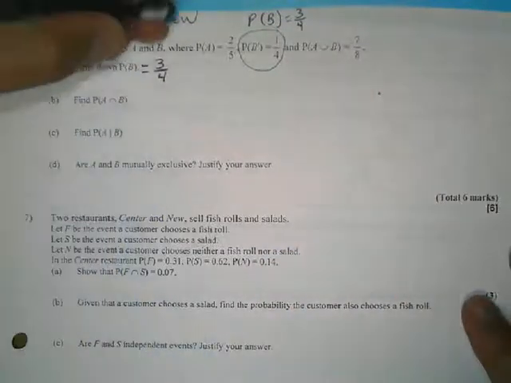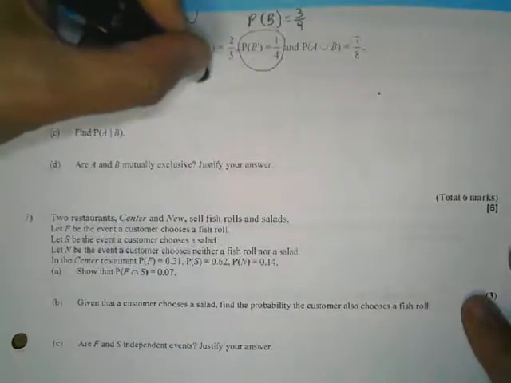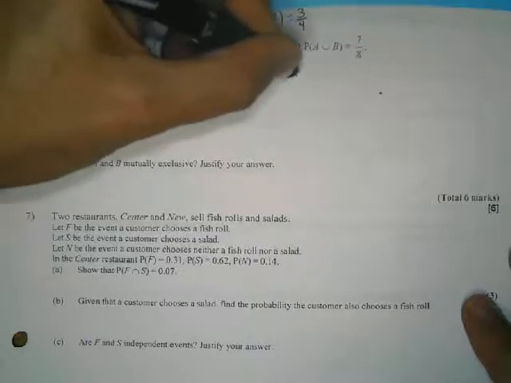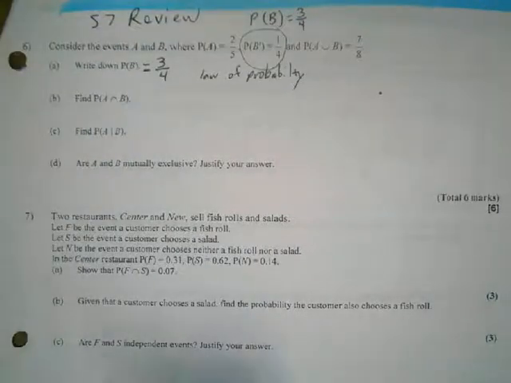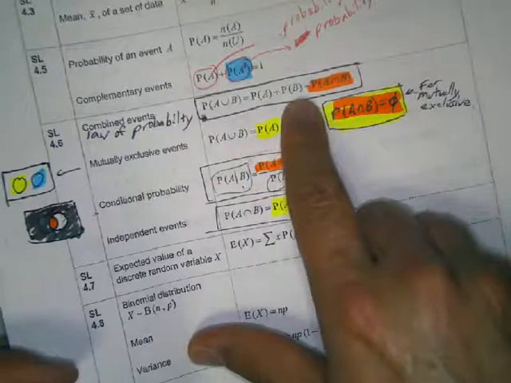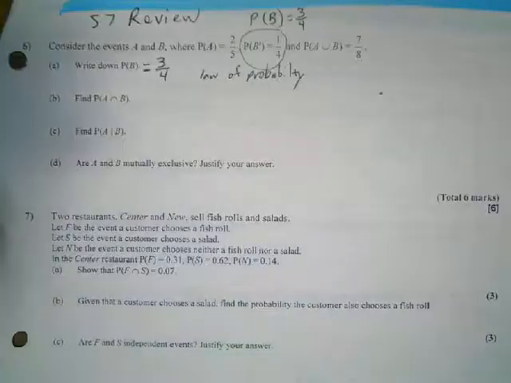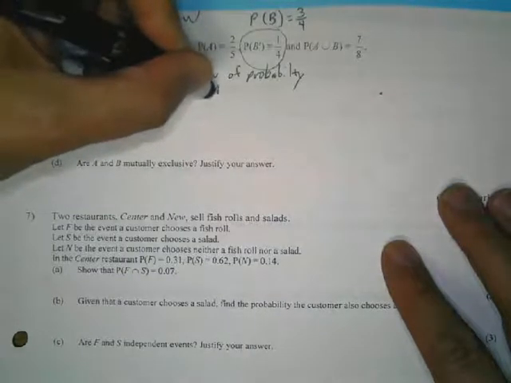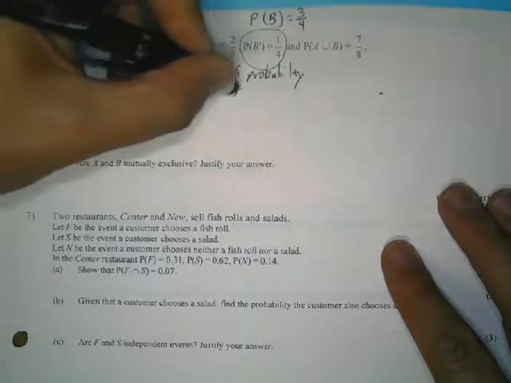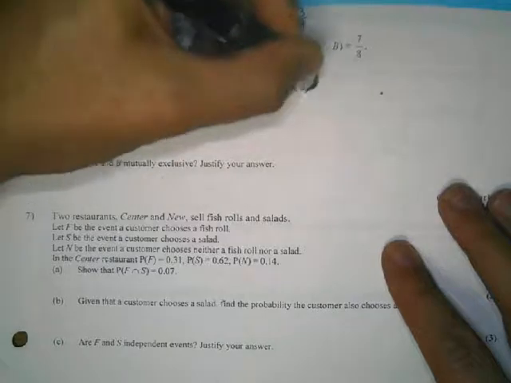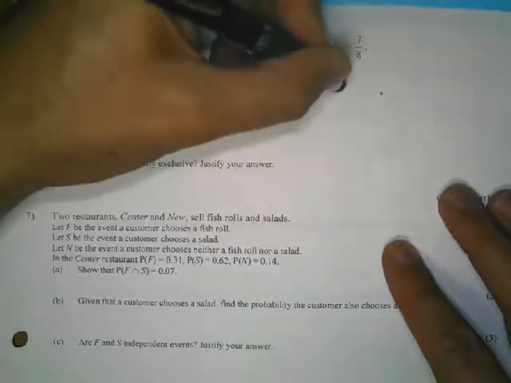Now let's think about this for a second. The law of probability says what? It says the union of A and B is equal to the probability of A plus probability of B minus the intersection of the two. So I'm just going to write down the formula. Probability of A union B equals probability of A plus probability of B minus the intersection of A and B.